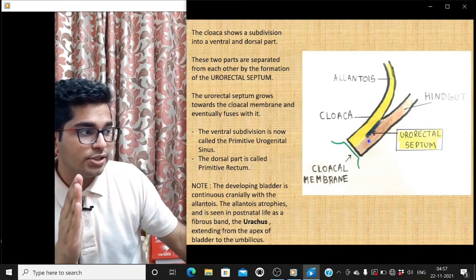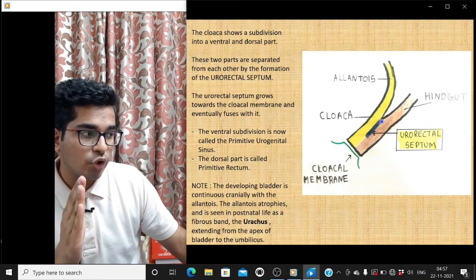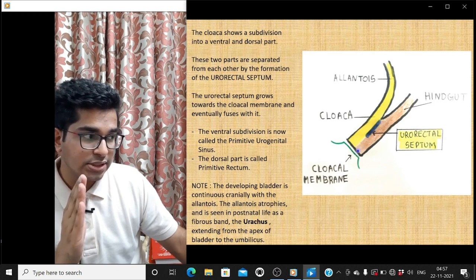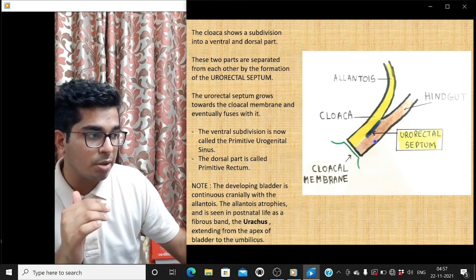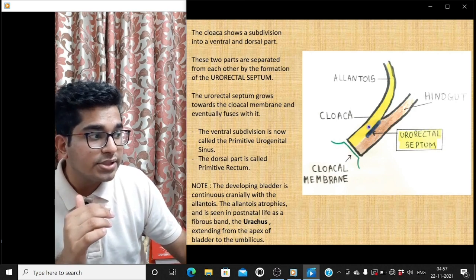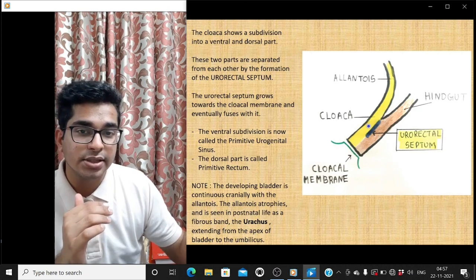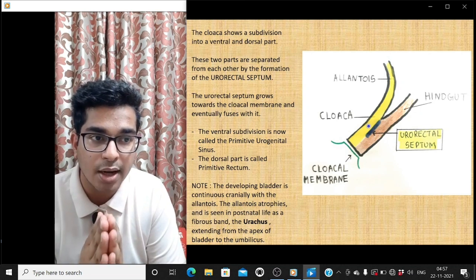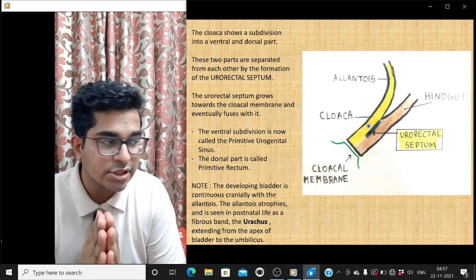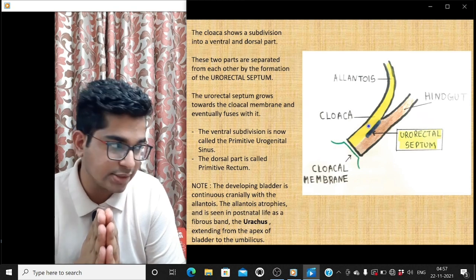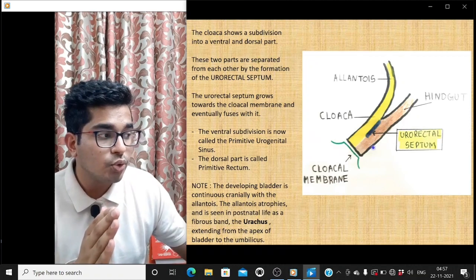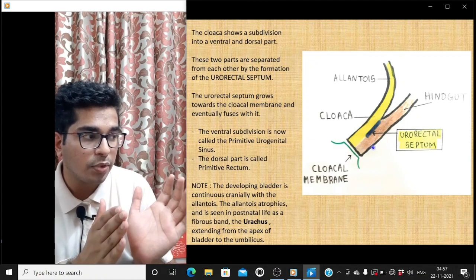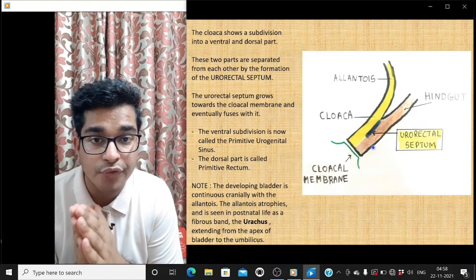Okay, now this urorectal septum develops from above and then it descends downwards and it divides the cloaca into two parts, the anterior part, which will be known as your primitive urogenital sinus, and the posterior part, that is your primitive rectum. Now this is the urogenital sinus. That means it is concerned with your bladder, your urethra, and the system that is related to your urine excretion. And this part is your primitive rectum. So rectum will be formed from this and also some part of your anal canal.